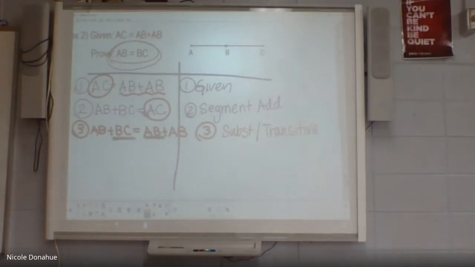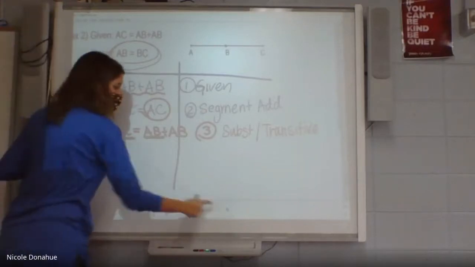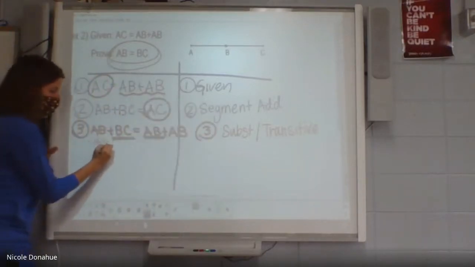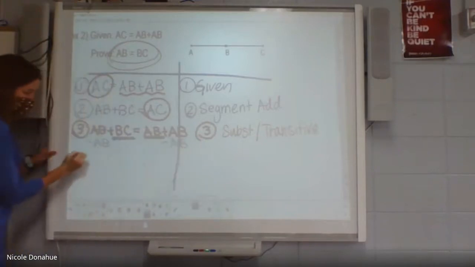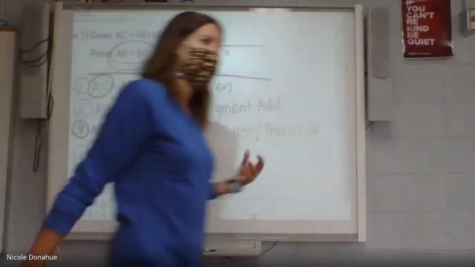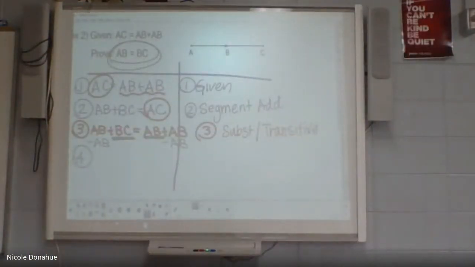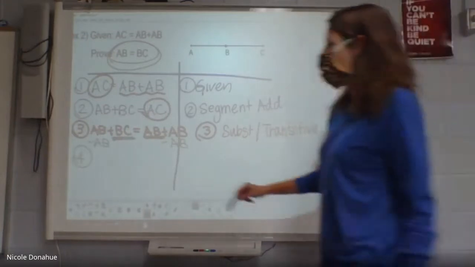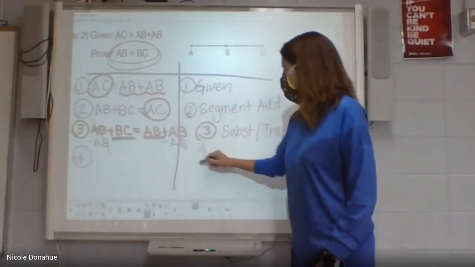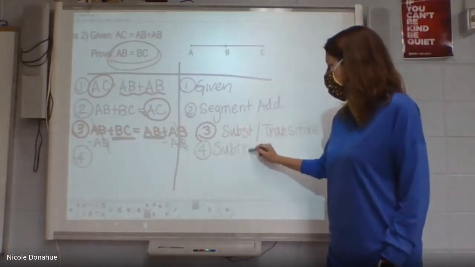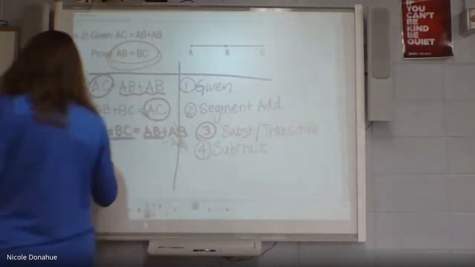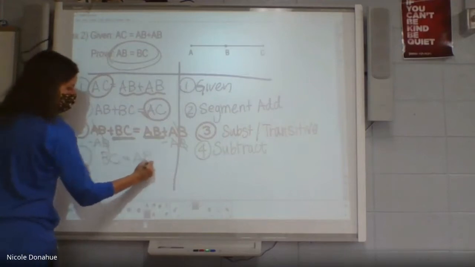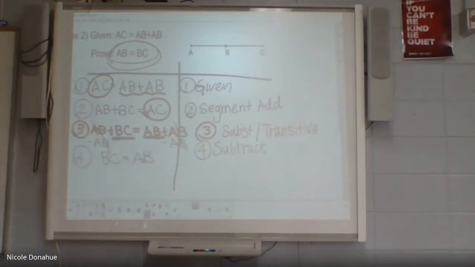Whatever we can do in algebra, we can do with segments. So we can take off an AB from each side. That's just subtraction. There's an AB on each side, AB equals itself, so I can subtract that from each side and cancel that out. So I'm left with BC equals AB. We're super close to being done, and if you would have done a little bit better planning than I did, you would have been able to skip this last step. It's not quite what we want, but it's almost there. We can just flip it.